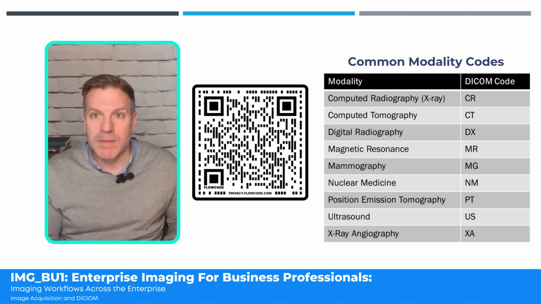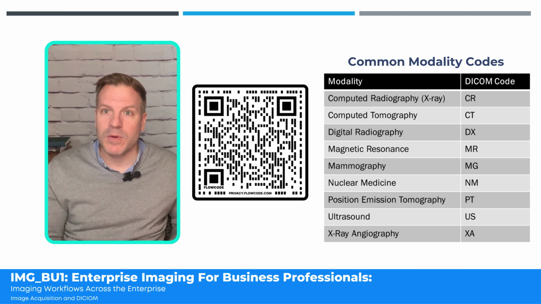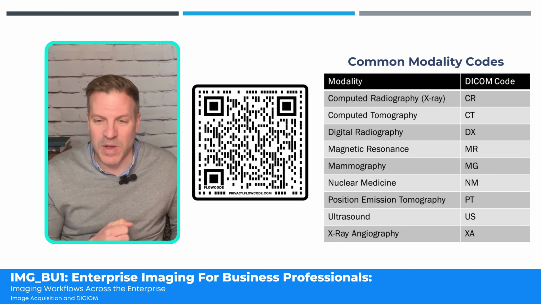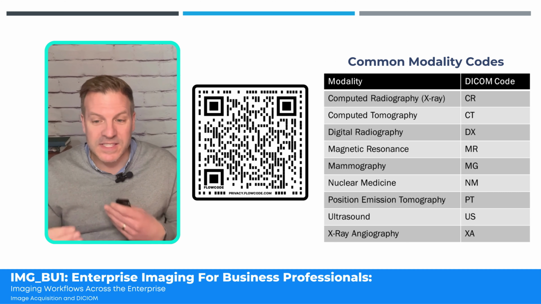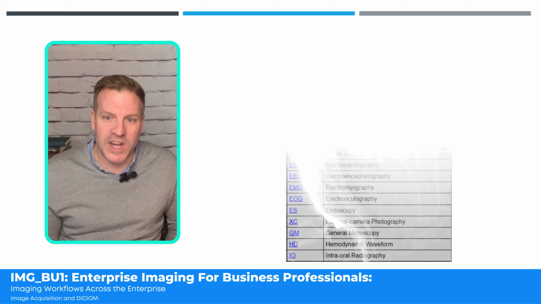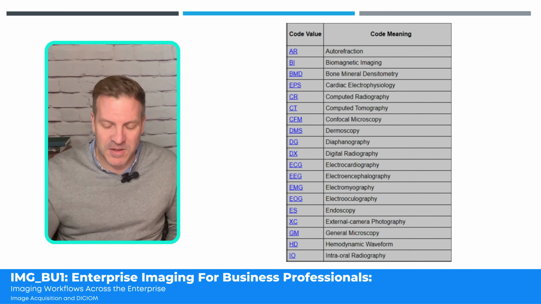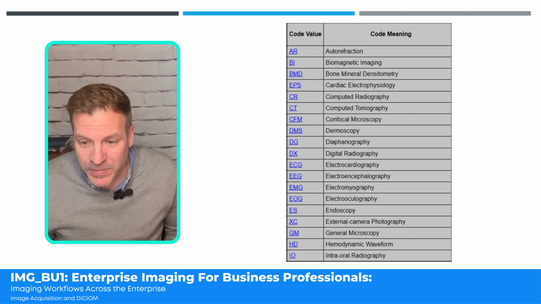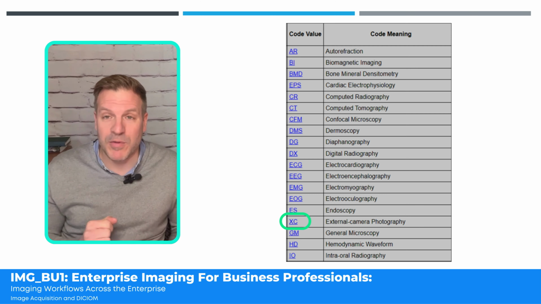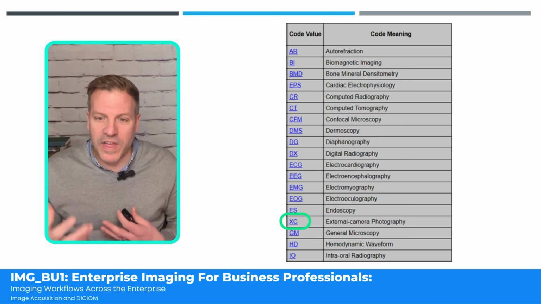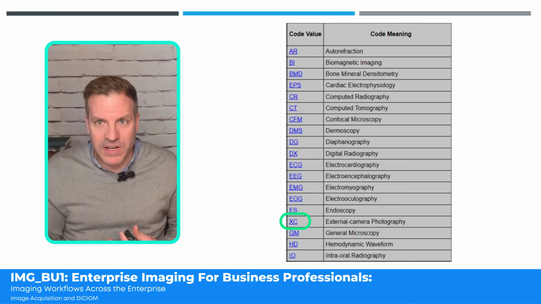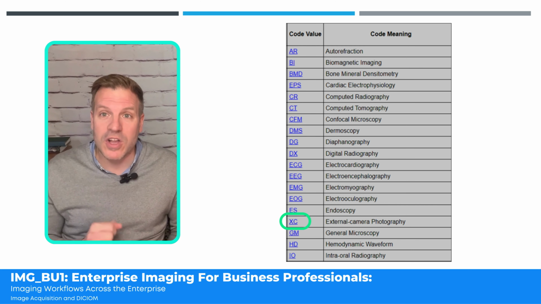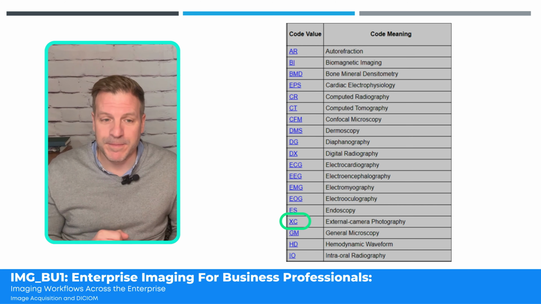Some of these might be the traditional or more common ones that we touched on in our image acquisition section around modalities. And some of these might be beyond radiology, where we're seeing image acquisition devices, like XC for external camera photography. So we can see that we're thinking of image acquisition or modality devices from a standard DICOM perspective that are beyond just radiology at this point.